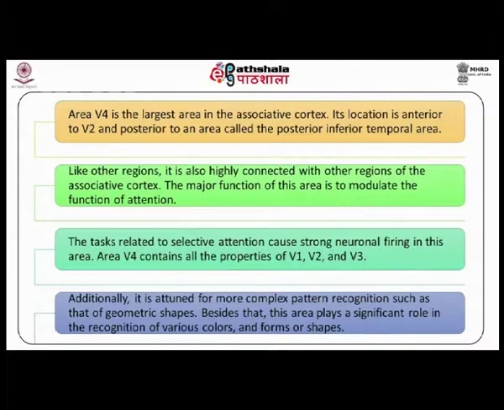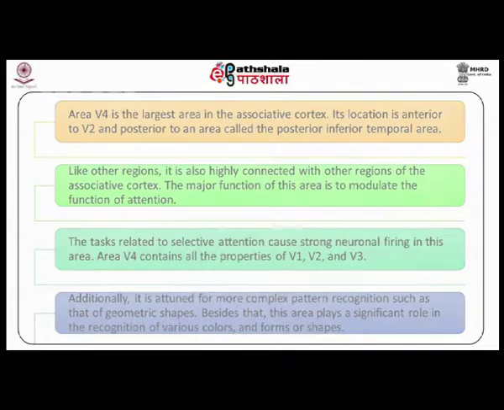Like other regions, it is also highly connected with other major regions of the associative cortex. The major function of this area is to modulate the function of attention. The tasks related to selective attention cause strong neuronal firing in this area. Area V4 contains all the properties of V1, V2 and V3. Additionally, it is attuned for more complex pattern recognition such as that of geometric shapes. Besides that, this area plays a significant role in the recognition of various colors and forms or shapes.